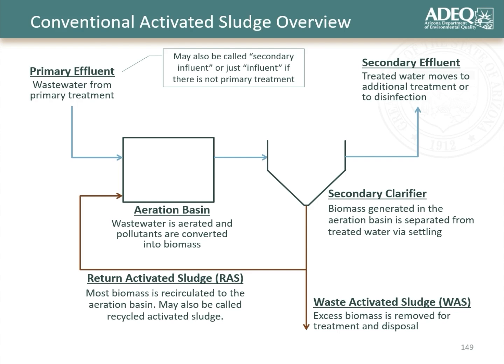In addition, some of the biomass will be removed from the system as waste activated sludge and be disposed of in your solids handling treatment process, whatever that may be. That removes excess biomass so that the bacteria population in the aeration basin does not overgrow and meets the growth requirements for the performance that's needed for your system.